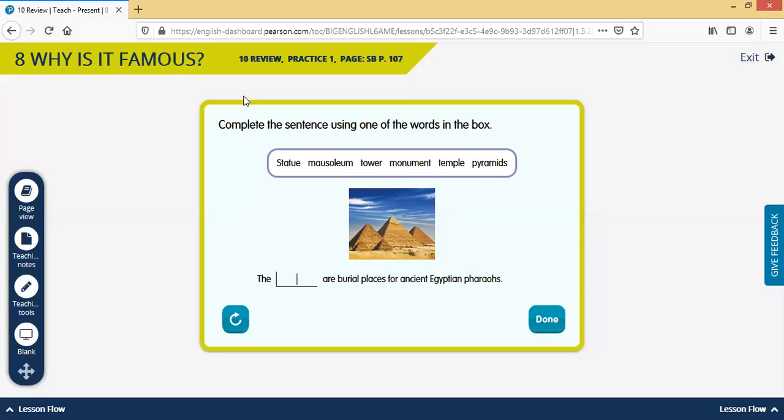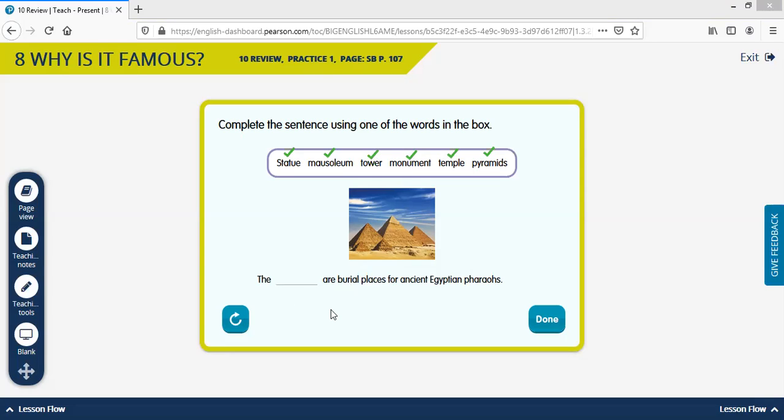We have for our options: statue, mausoleum, tower, monument, temple, and pyramids. Let's see which one we're going to use to fill in the blank. We have: the blank are burial places for ancient Egyptian pharaohs.